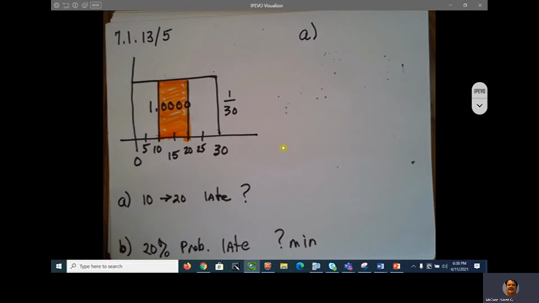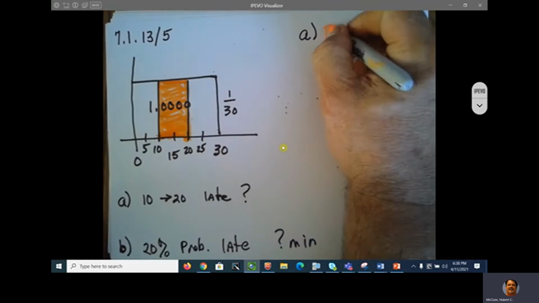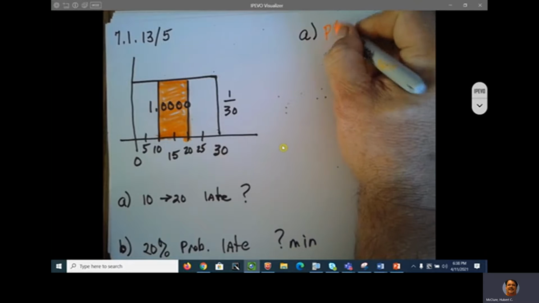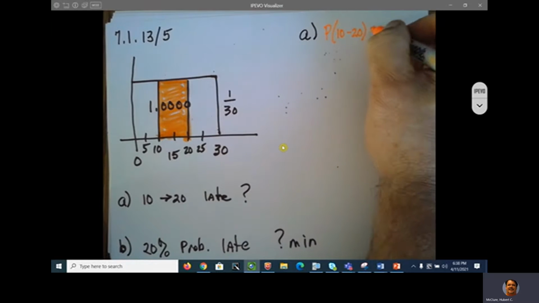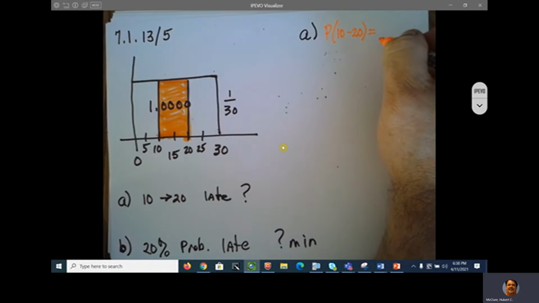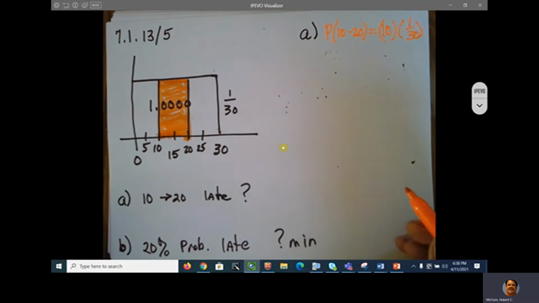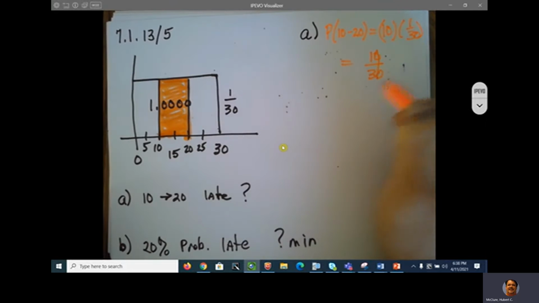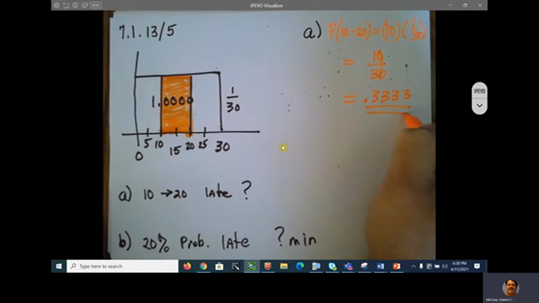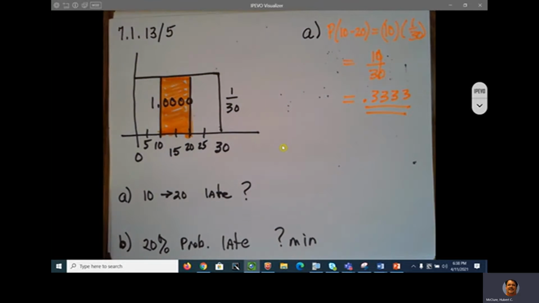So the probability of between 10 and 20 minutes is going to be equal to base. Base is 10 times 1/30 height. And that's going to be equal to 10/30, which is equal to 0.3333. That's how you do A.